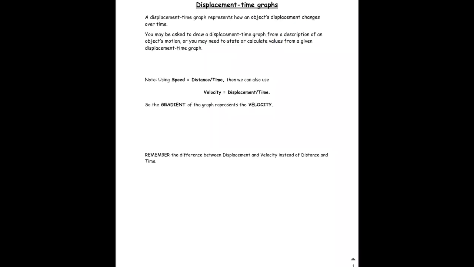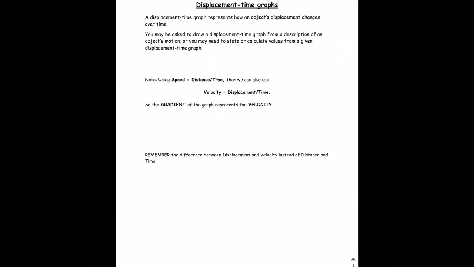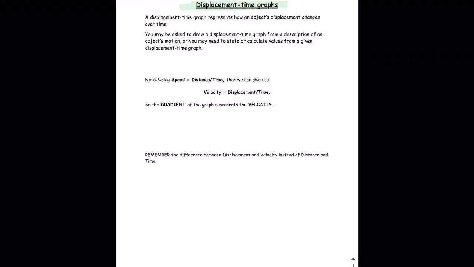Hello, peeps. Before we have a look at displacement-time graphs, which is what we'll be looking at in this video, I just want to quickly recap. You should have already had a look at what is meant by SUVAT: displacement, velocities, acceleration, and obviously we usually measure time in seconds.